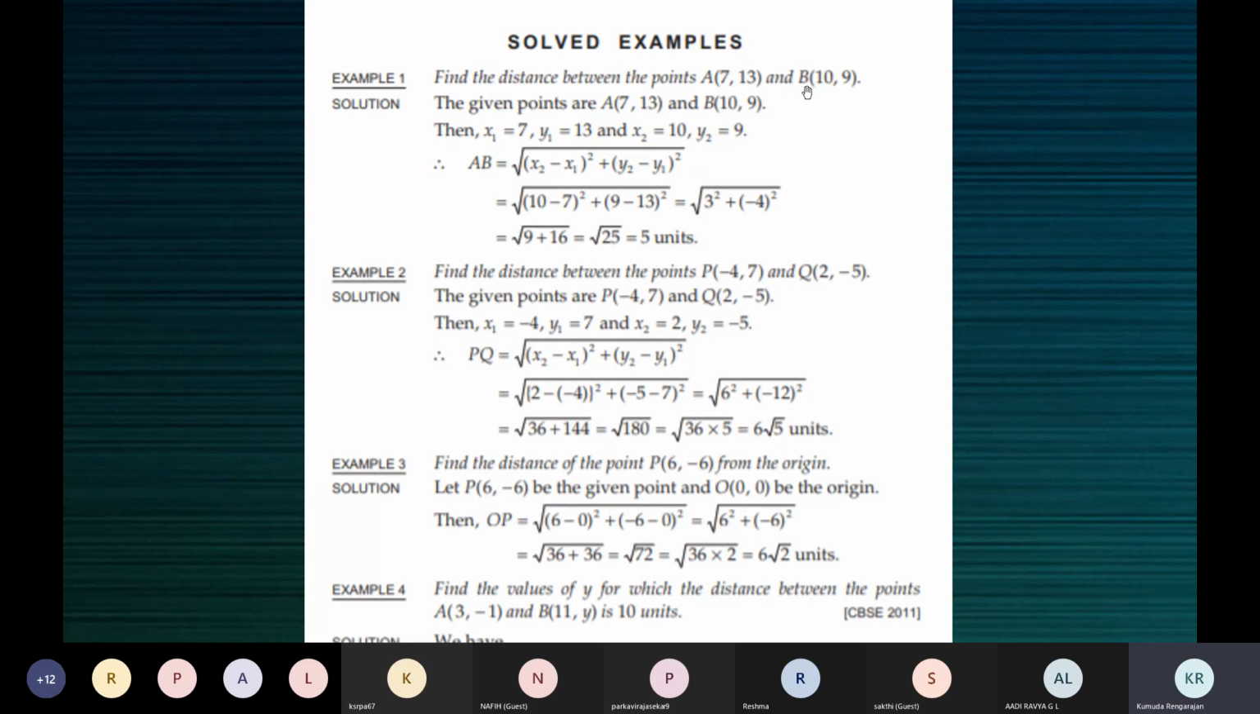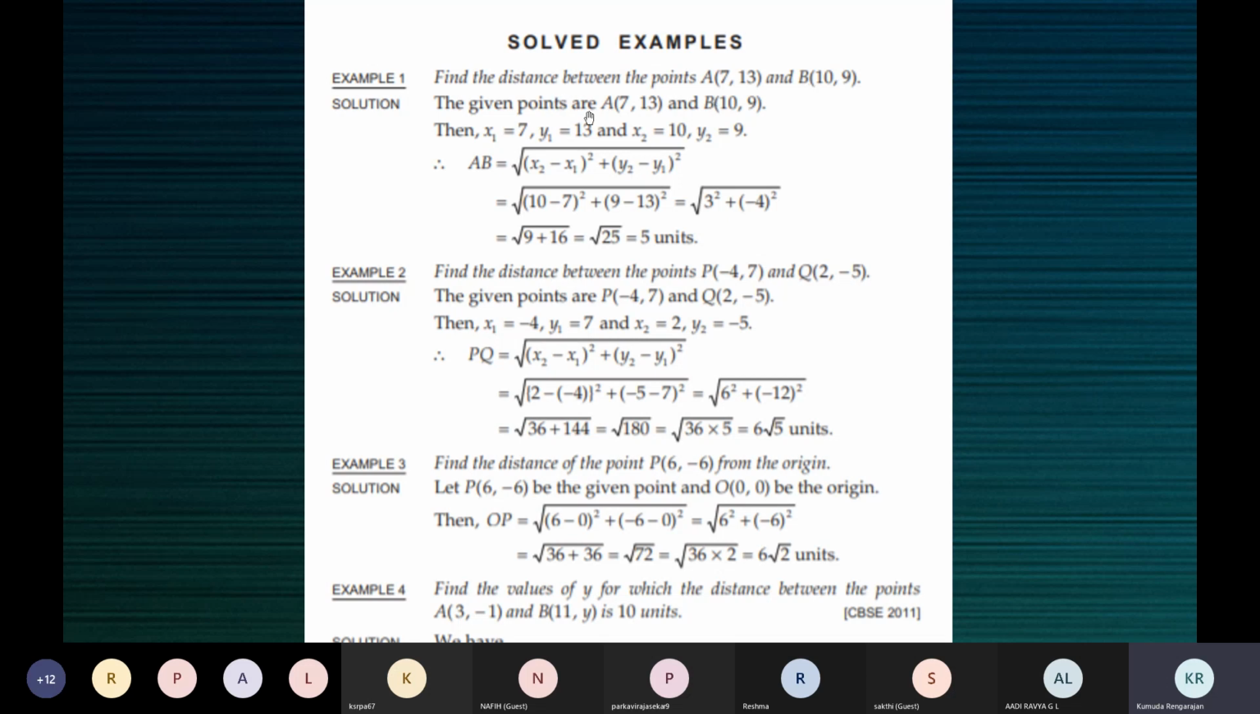How do we know it's the Cartesian plane? Because see the address: x coordinate, y coordinate, x coordinate, y coordinate. So these 2 points A and B lie in the Cartesian plane. This is the address of A, this is the address of B. Now find the distance between the points A and B, which means you need to find the length of the line segment AB, or the distance between the 2 points A and B.